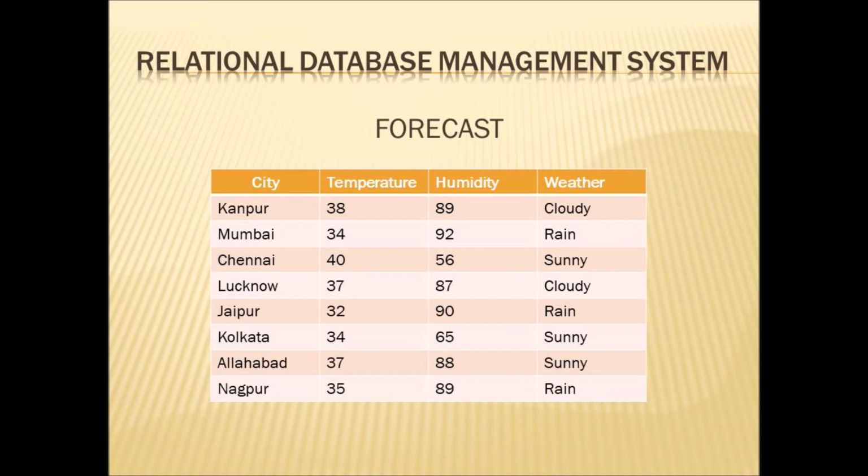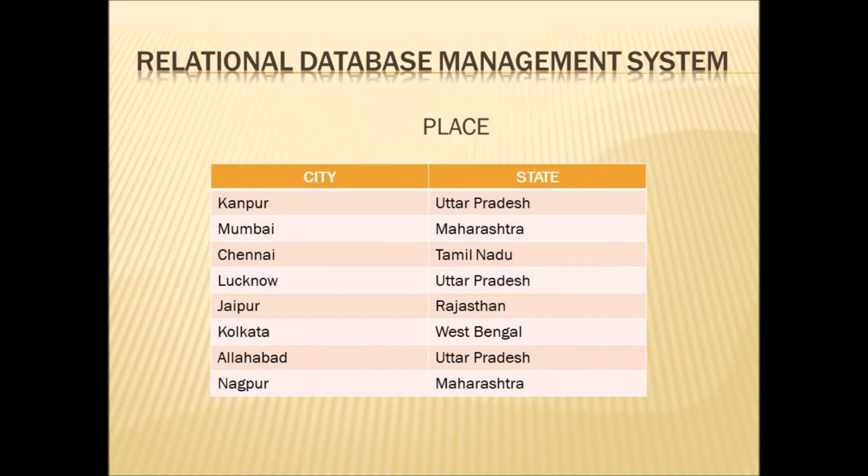See this table. The name of the table is forecast. It has 4 fields, namely city, temperature, humidity and weather, and it has 8 entries, that is 8 records. Now see the second table named place. This table has 2 fields, namely city and state, and has 8 records. Both these 2 tables are independent and have a common field named city. If you want to link both the tables, you can use this common field called city.